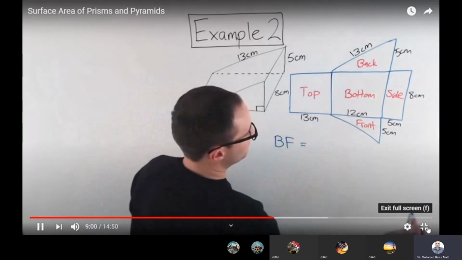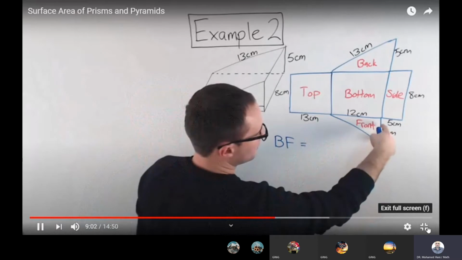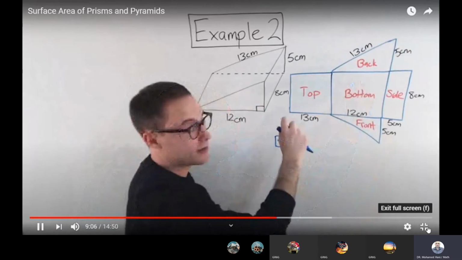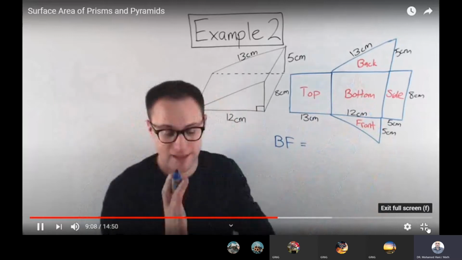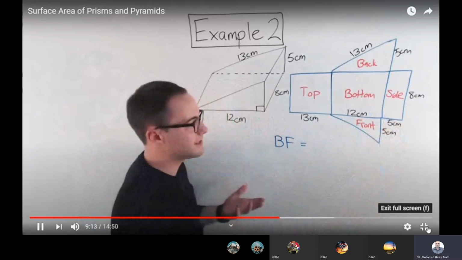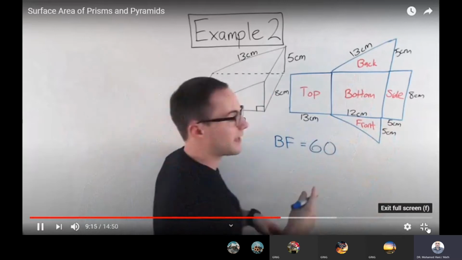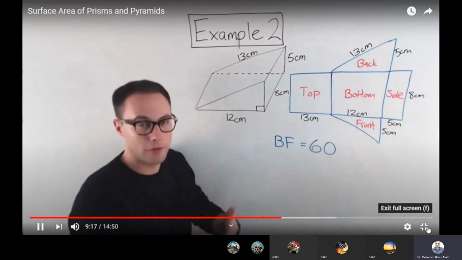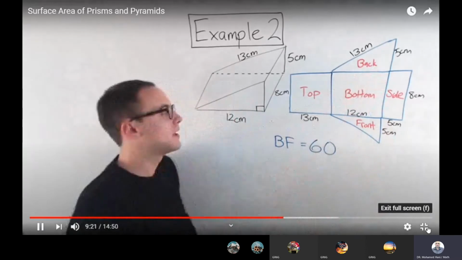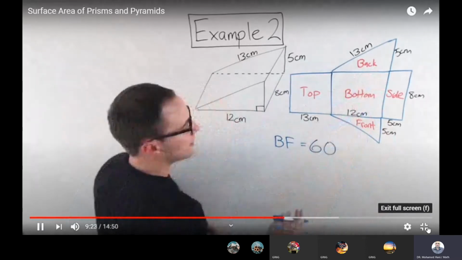So that's going to be, let's see, base times height, 12 times 5. Remember, this is not the height of the triangle, right? The base and the height have to be perpendicular. So 12 times 5 is 60. Again, I could divide by 2, and that would be 30, but I've got 2 of them, so 30 and 30 gives me 60 again. So there's my front and back.